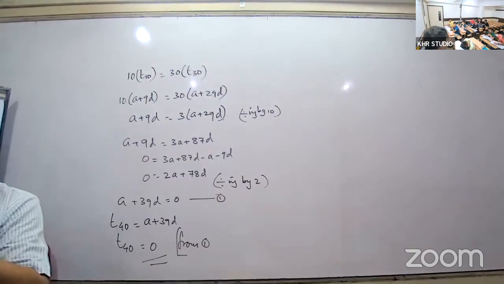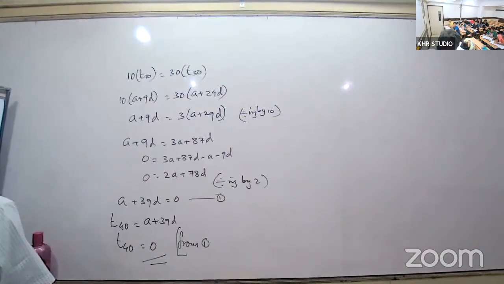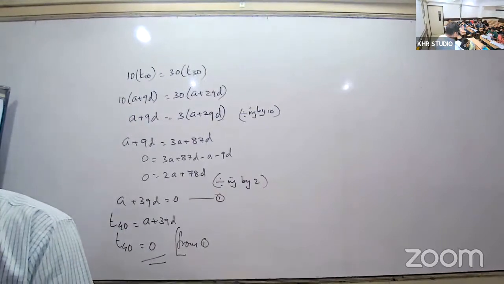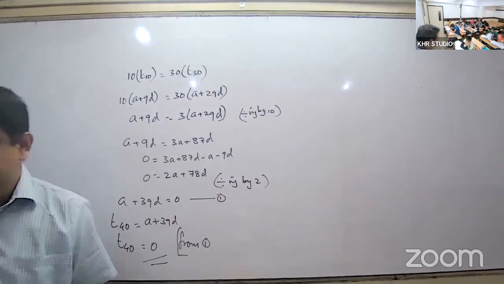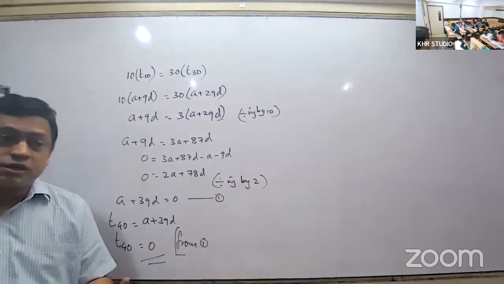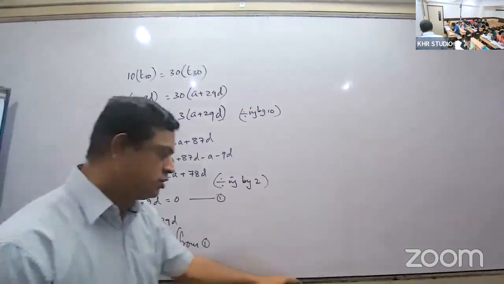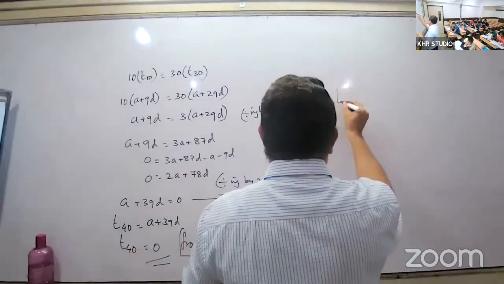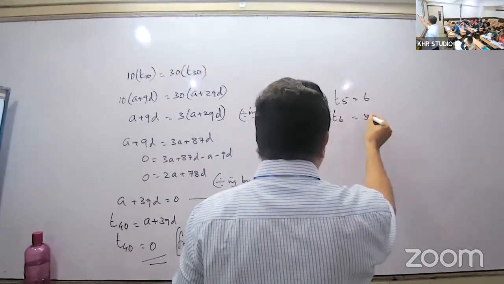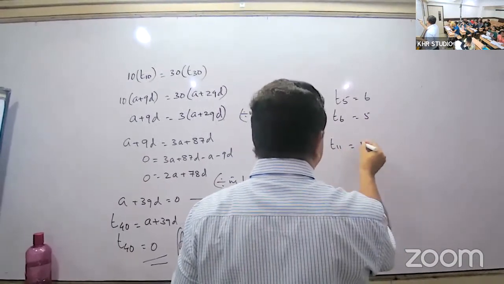Even there is another interchanging we have done in the previous exercise. Have you noticed? The second last question, 6-1. The fifth term was, see, what was given? T5 was 6, T6 is equal to 5. Therefore, T11 is equal to 0.